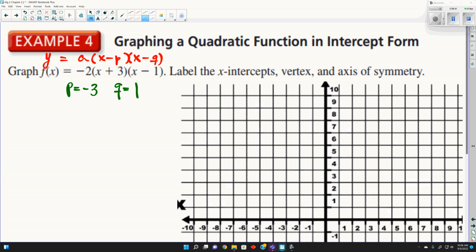Just don't set both of them, like for this one, as p is negative 3 and q is negative 3 for this problem. If both of them had been x plus 3, that would be fine. But here, we only have one plus 3, and then we have the minus 1. Makes sense? So the first one that we can look at is the x-intercepts.